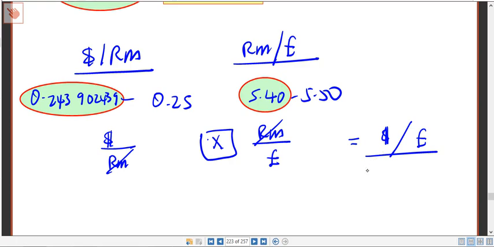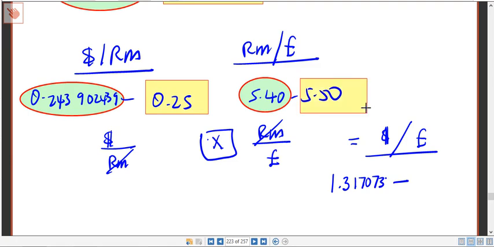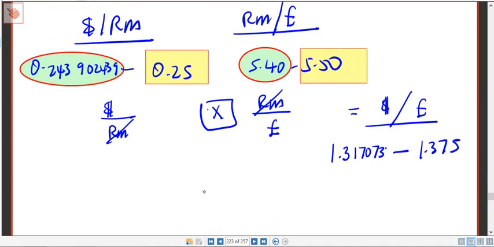Can you tell me the rates here? 1 point what? 1.3? 1.31707. Okay, something like that. You take the high rate and you multiply with the high rate. What do you get? 1.375. Is it correct?